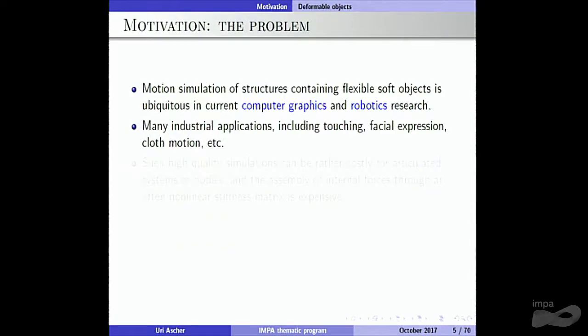Lots of industrial applications. Lots of them are in facial expressions. There are people who have startups that just produce software for simulating skin, facial expressions, things like that. How do you simulate this? How can you use it for visual effects, and also for uses which require quantitative results, not only qualitative?